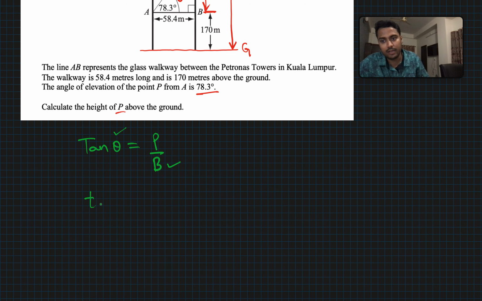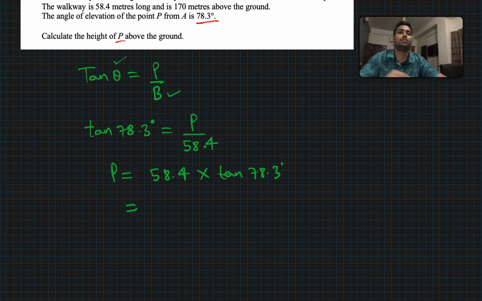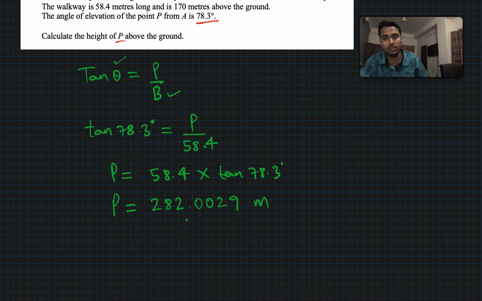So we can write tan 78.3 degrees is equal to P by B, which is 58.4 meters. And then we can make P the subject of the equation. So P is equal to 58.4 multiplied by tan 78.3 degrees. We can do this in the calculator: 58.4 multiplied by tan 78.3, and that is going to be 282.0029. That's the value of P, this many meters.